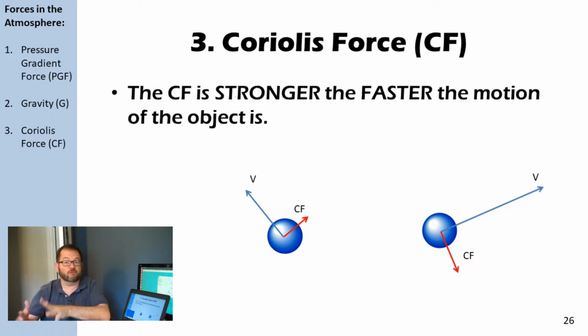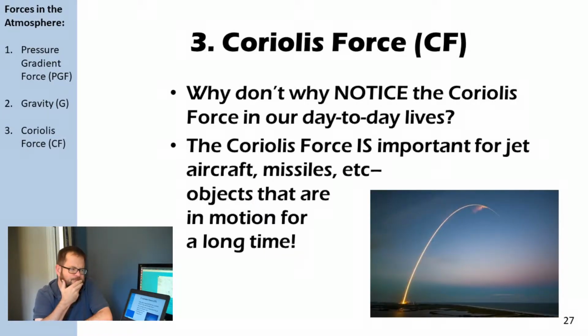So, if you have a really fast motion, like an ICBM coming in, the Coriolis Force acting on that will be very strong. Or a bullet, the Coriolis Force on it will be very strong. A relatively slow motion, I don't know, a wind, or you walking down the street, or the basketball when you throw it, the Coriolis Force is going to be so weak you probably aren't going to notice it.